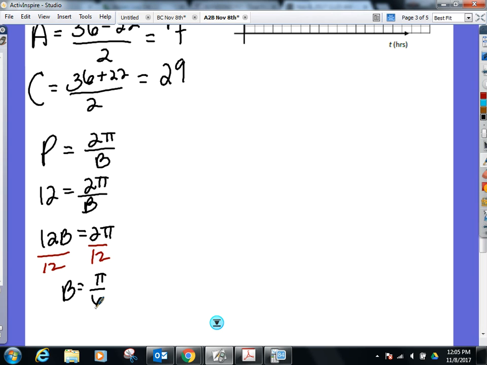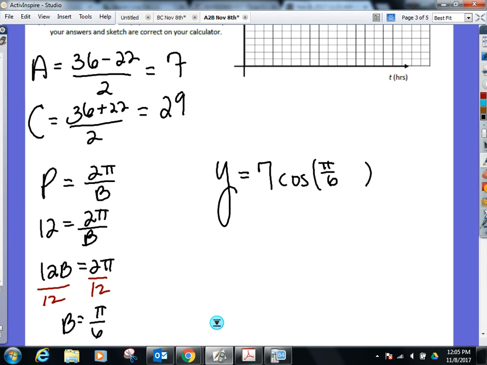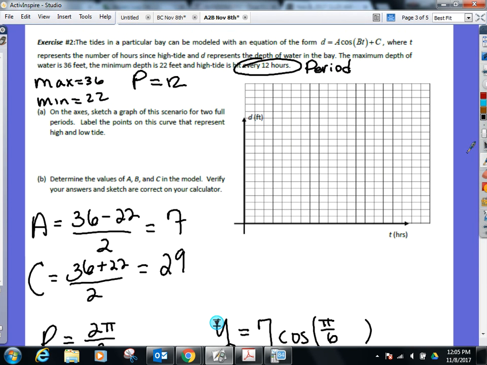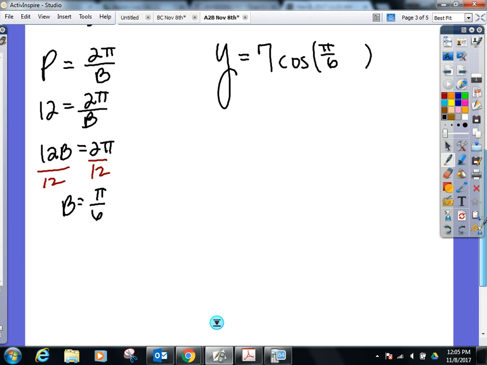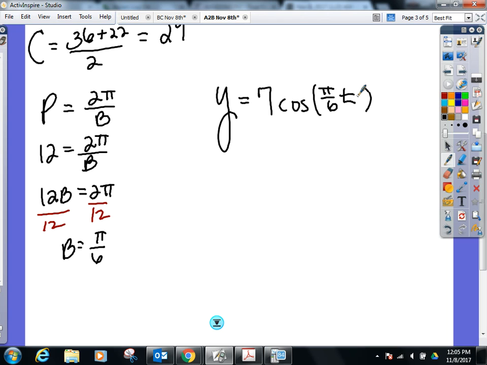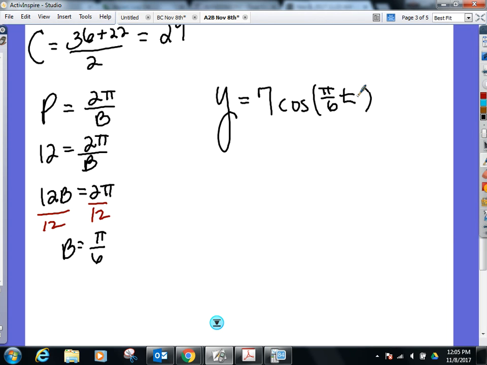All right, what's the equation of this one then? Y equals 7, my amplitude, cosine, what's going in the parentheses? Pi over 6. And I know it does say x. I know you guys are used to it, but it does say t in there, so I'm just going to stick with what the formula said, which is t. Would I take off if you put x? Nope. And then what's my shift? Plus 29. There's the equation. You ready to graph it?